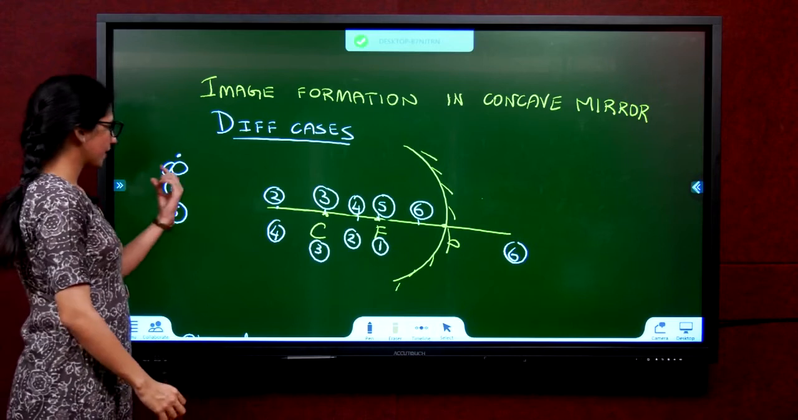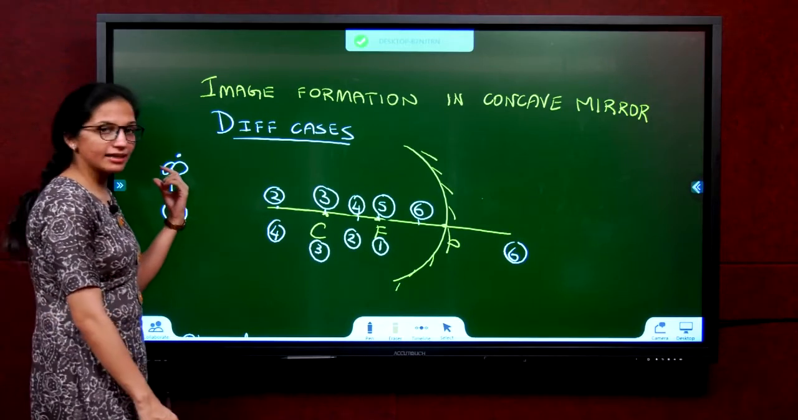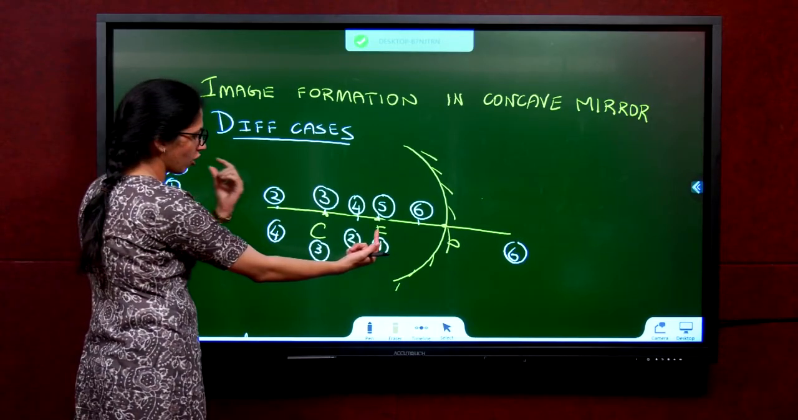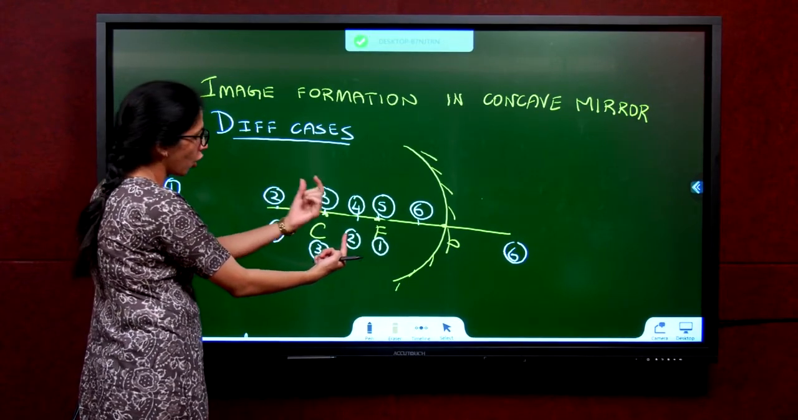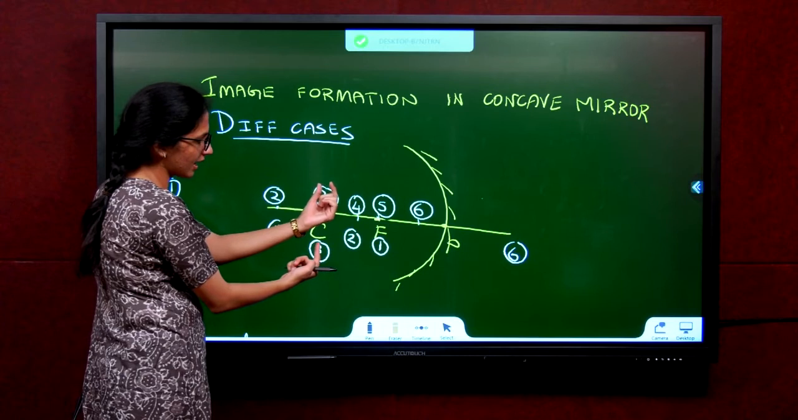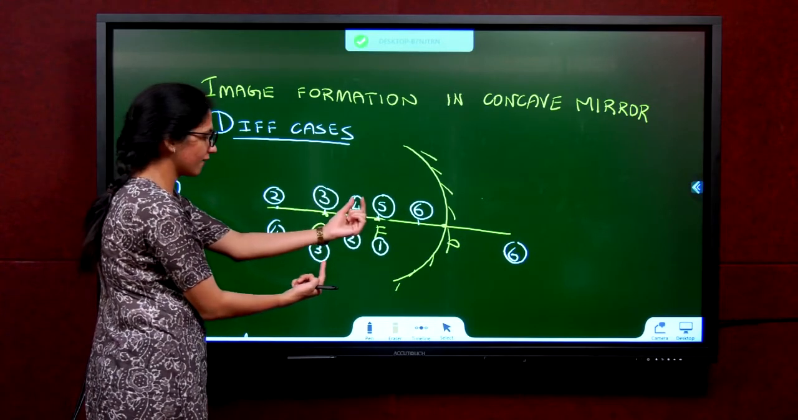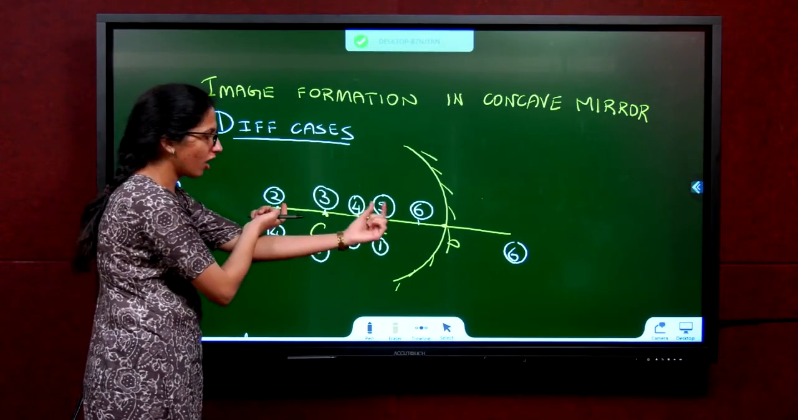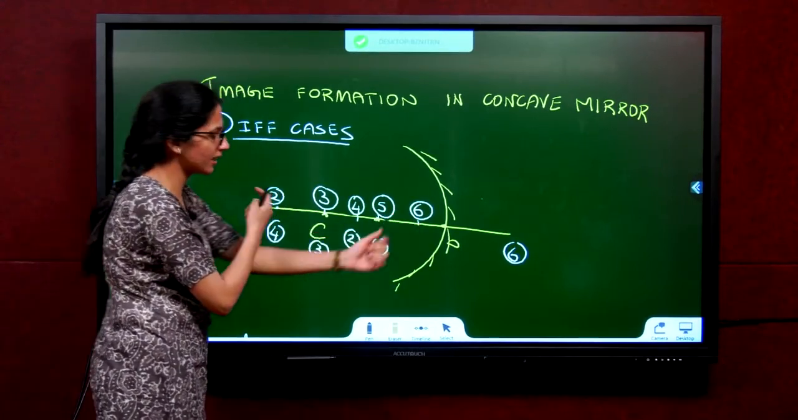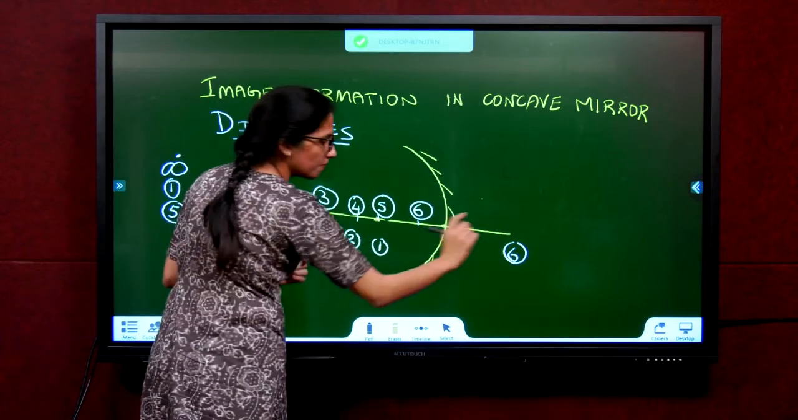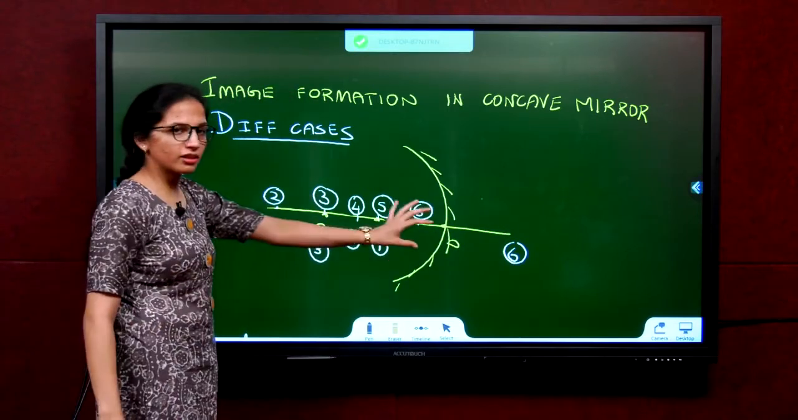I'll repeat. See, object is at infinity, image is at focus. Object is beyond C, image is between C and F. Object is at C, image is at C. Object is between C and F, image is beyond C. Object is at F, image is at infinity. Object is between P and F. There is no space after infinity. Go back. Everyone is virtual and erect.